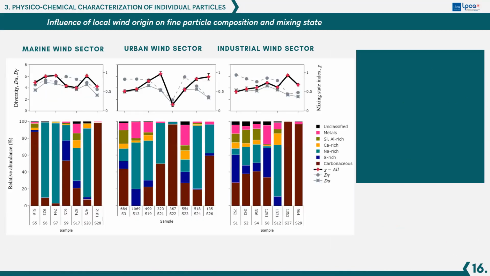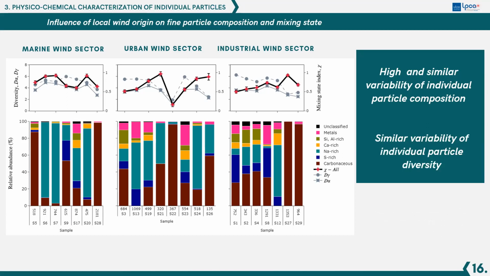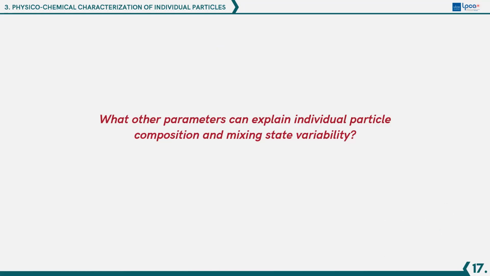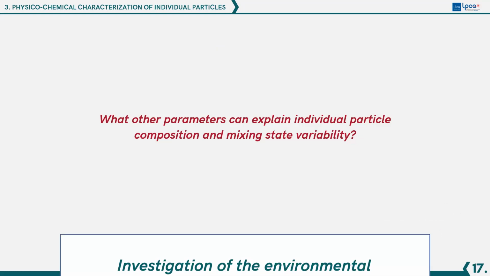We make the observation that there is also a high and similar variability of individual particle composition, and also a similar variability in individual particle diversity. Therefore, the local wind direction does not really explain the chemical variability. And this is important because in several researches, we use the origin of the wind as a proxy to discriminate between the sources. So what other parameters can explain individual particle composition and mixing state variability?